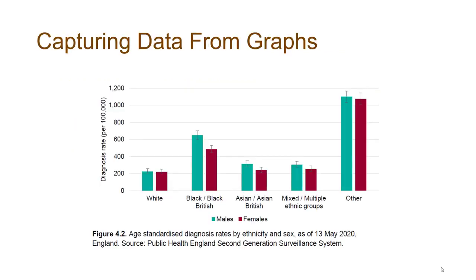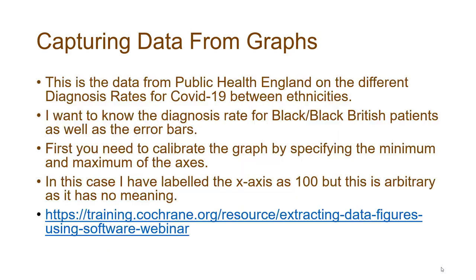Now if you've got data from graphs like this one, this is the diagnostic rates by ethnicity and sex for a particular disease. Doesn't particularly matter. Now if you look at them, this is why I really dislike bar charts. The only thing that matters on this chart is the top of each of those columns and also the width of those error bars.